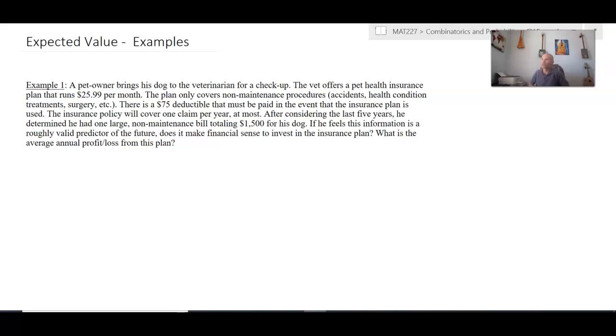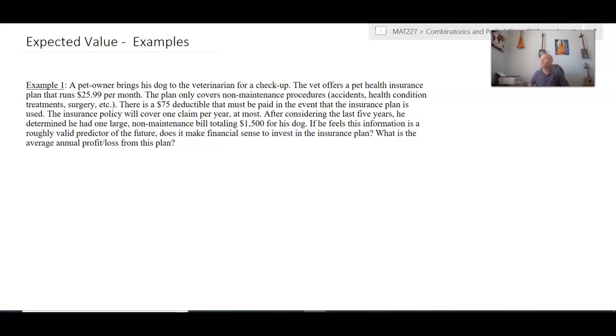Deductibles are often used in insurance plans to offset costs, as well as to discourage people from just unnecessarily going in because of every incident that occurs. So we often see forms of deductibles, although it's not quite a deductible, the idea of a copay is very similar. The insurance policy will cover one claim per year at most.